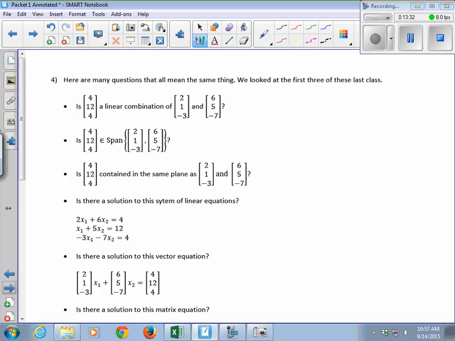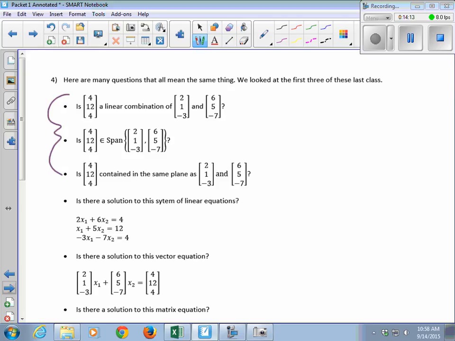All right, here are many questions that all mean the same thing. We looked at the first 3 of these questions last class, right? We already discussed what these 3 questions mean, that they're the same thing. Is a vector a linear combination of 2 other vectors? That's the same thing as asking, is the vector 4, 12, 4 in the span of those 2 vectors? Because remember, the span of a set of vectors is the set of all linear combinations of those vectors. And then also, is that vector 4, 12, 4 contained in the same plane as the other 2 vectors? 3 ways of asking the same question.